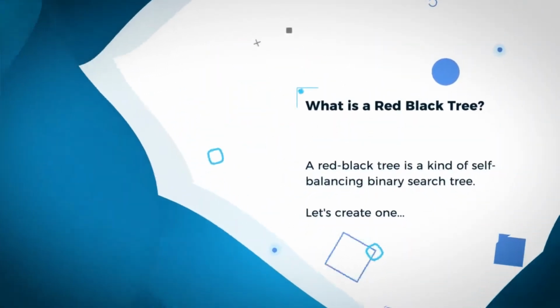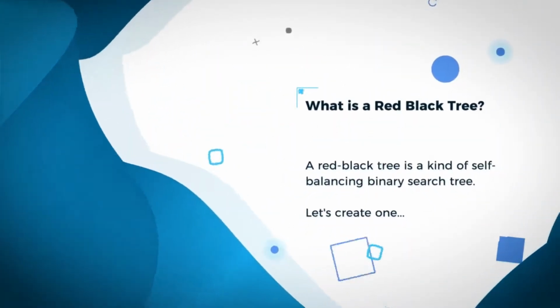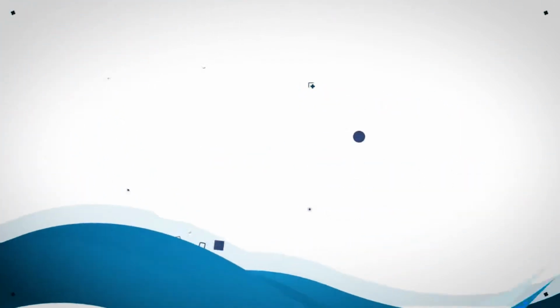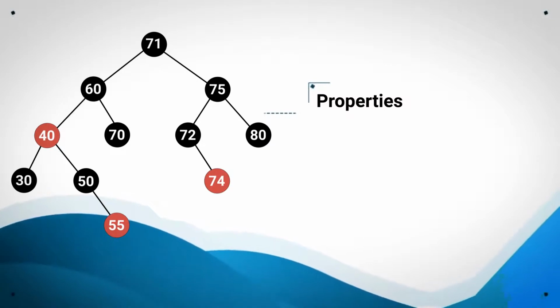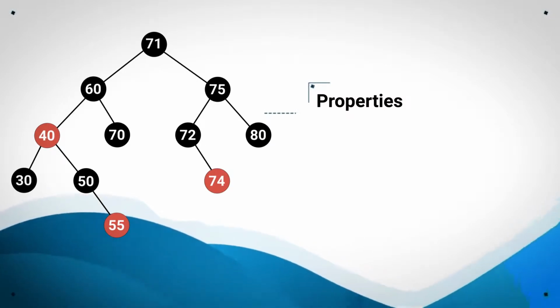A red-black tree is a kind of self-balancing binary search tree. In this video, we'll look at its properties and how to create one. Let's first take a look at the properties of a red-black tree.